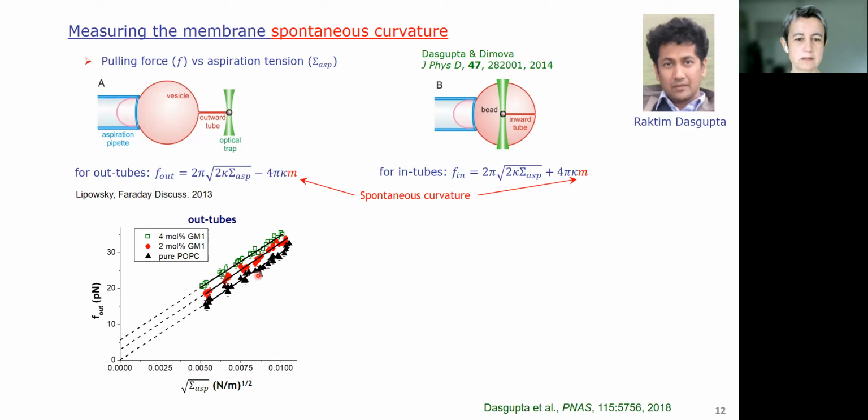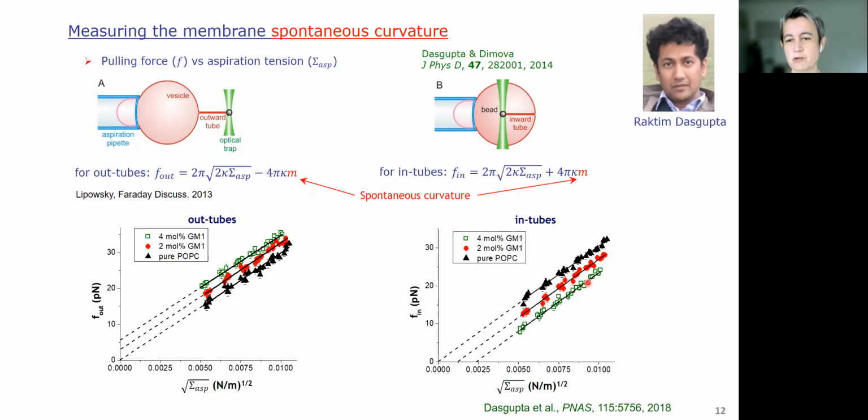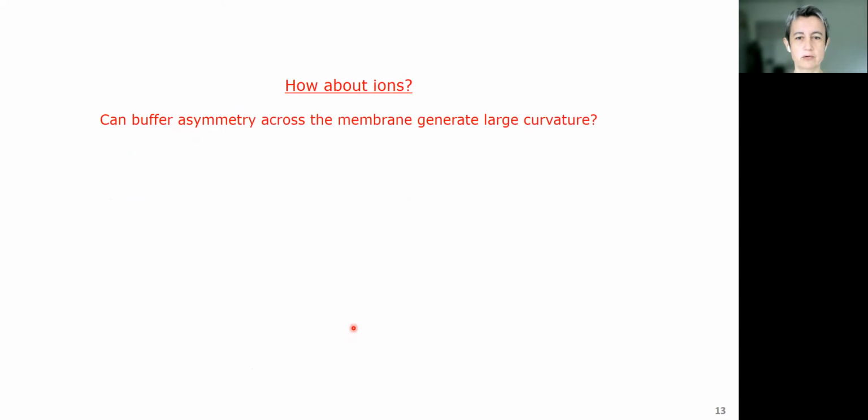If we look at the black data, this is just pure POPC, symmetric membrane. The intercept is 0, and this is indeed the case. So the spontaneous curvature is 0. If we add GM1 asymmetrically, we see that this intercept changes, increases. If we pull inward tubes, this intercept is negative because of the change in the sign. So from both of these measurements on the same vesicles, we get values for the spontaneous curvature, which is of the order of 1/200 nanometers, 1/100 nanometers, which is substantial and comparable to curvatures generated by proteins.